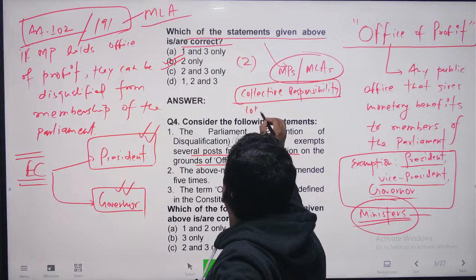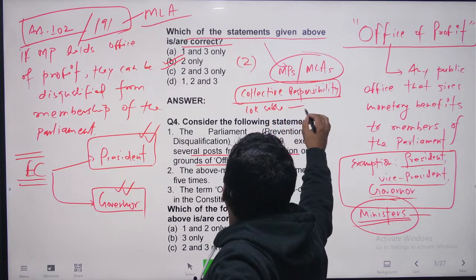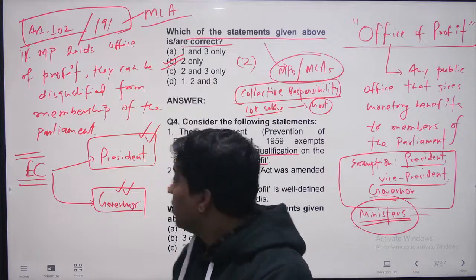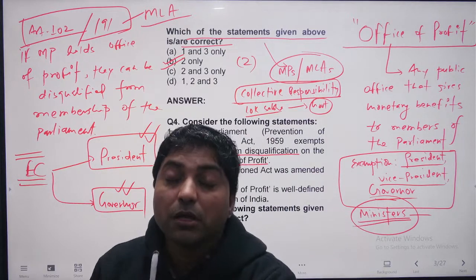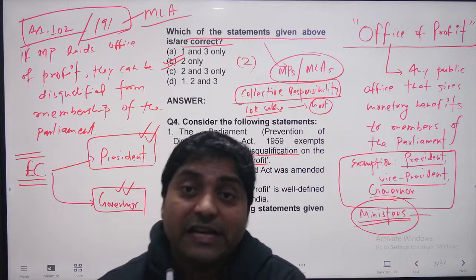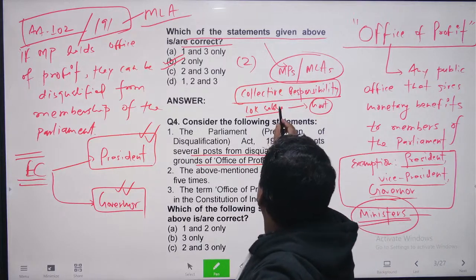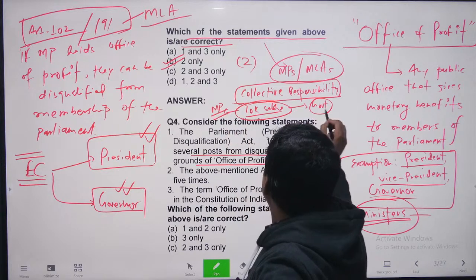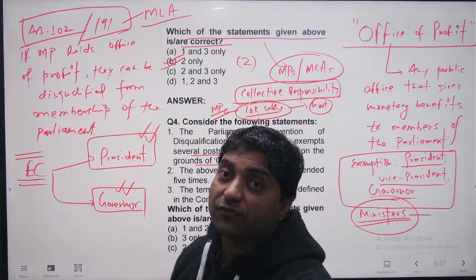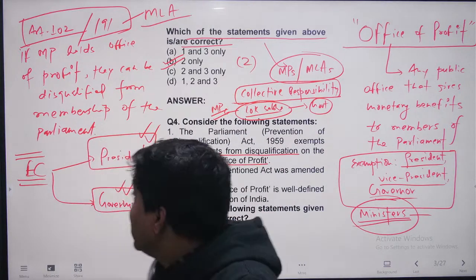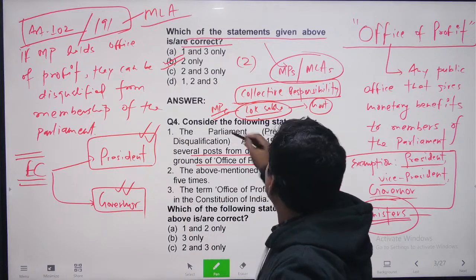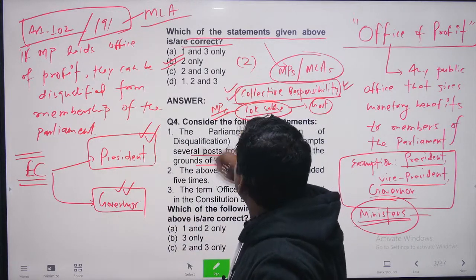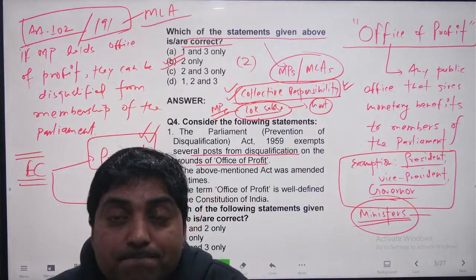The Lok Sabha checks the government, or the government is collectively responsible to the Lok Sabha, or to the Vidhan Sabha in a state. So, who are the members in the Lok Sabha? MPs. MPs can better check the government when they are free from any obligation from the state. Otherwise, MPs will be under obligation to the government if the government provides some monetary benefit. So, in order to ensure collective responsibility, office of profit was introduced in the Constitution.